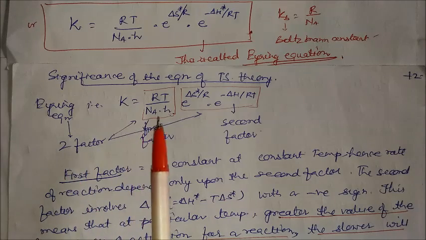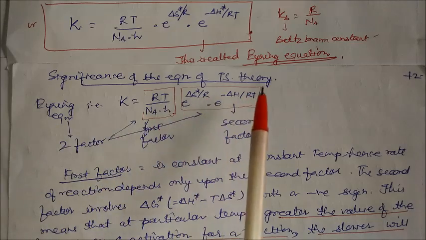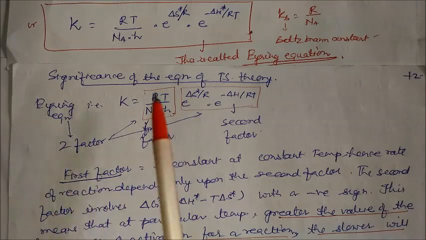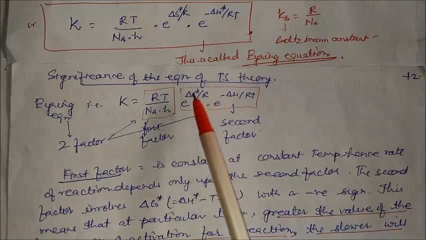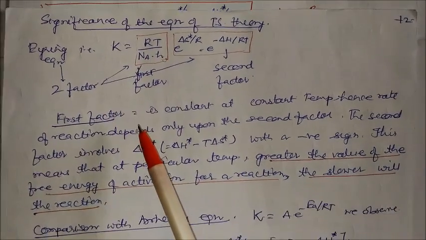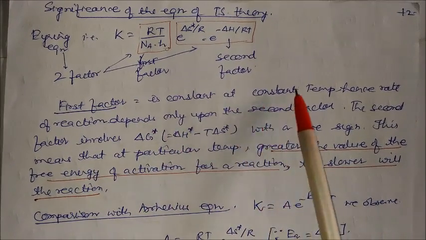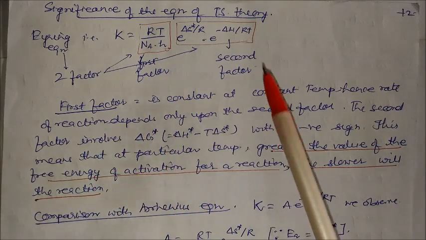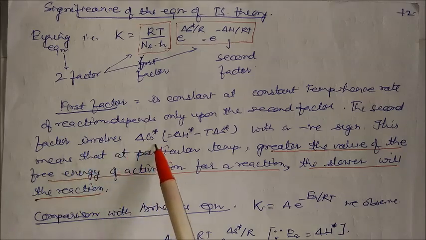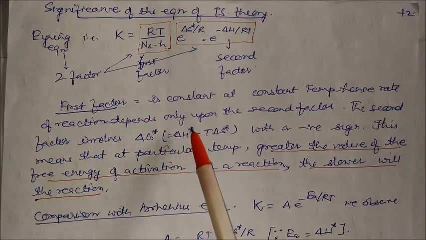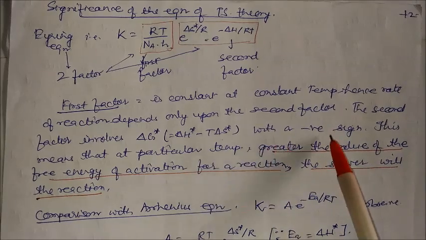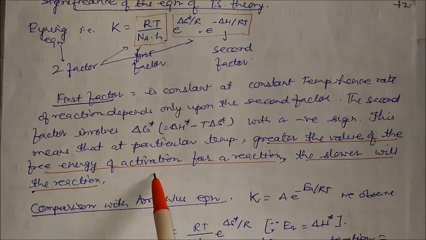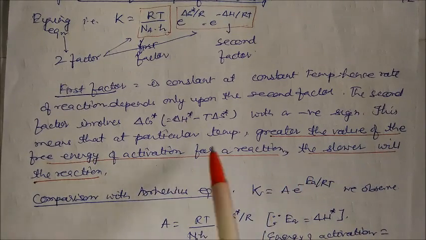What is the significance of this equation? We will see this equation in transition state theory. The Eyring equation consists of two factors, the first factor and the second factor. The first factor is constant at constant temperature, so the rate of reaction depends only upon the second factor. The second factor involves ΔG*, which is ΔH* minus TΔS*. This means that at a particular temperature, the greater the value of the free energy of activation for a reaction, the slower the reaction will be.